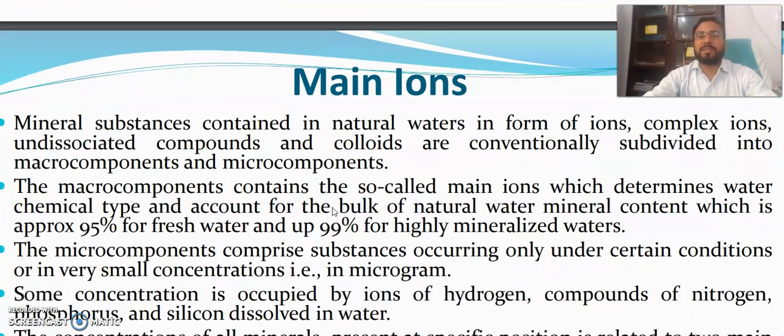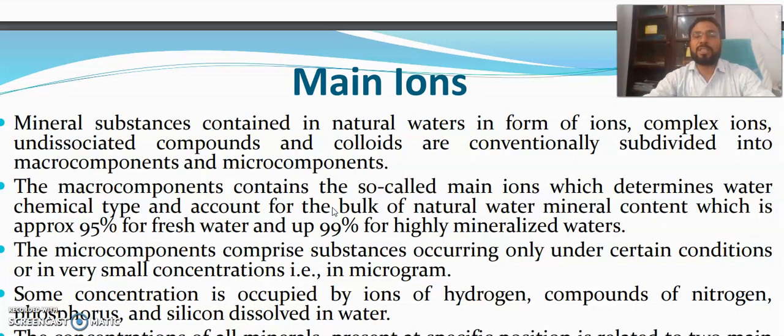What are the main ions? Mineral substances contained in natural water in the form of ions, complex ions, undissociated compounds and colloids are conventionally subdivided into macro components and micro components. The macro components contain the so-called main ions, which determine the water chemical type and account for the bulk of natural water mineral content, which is approximately 95% for fresh water and 99% for highly mineralized waters.